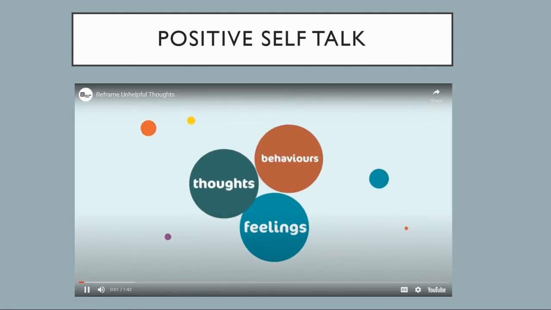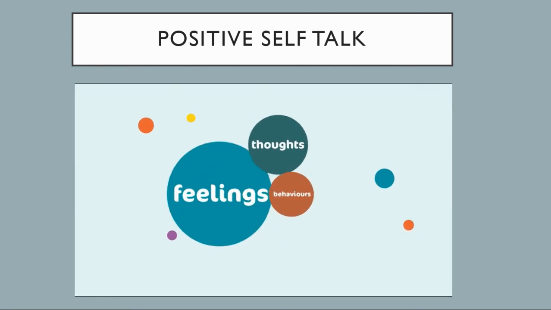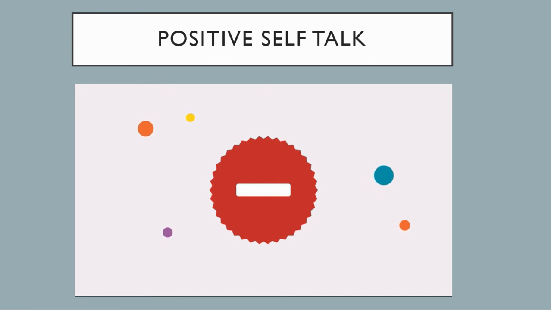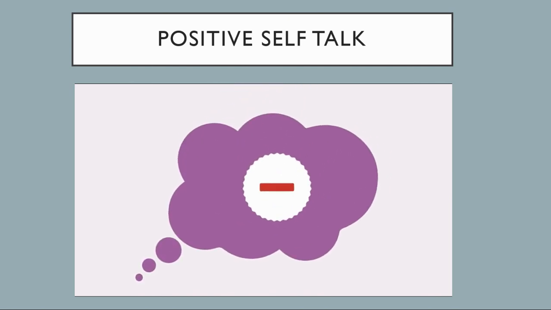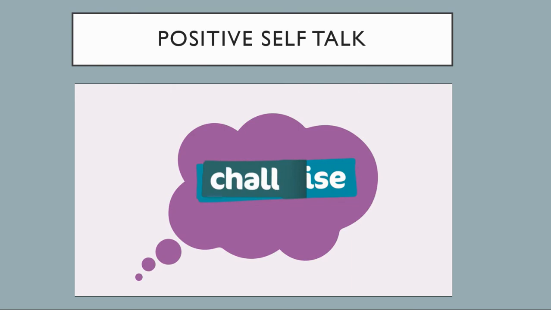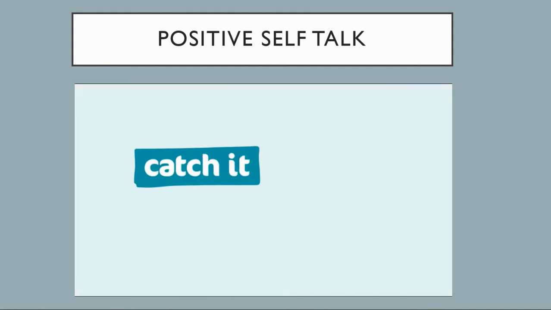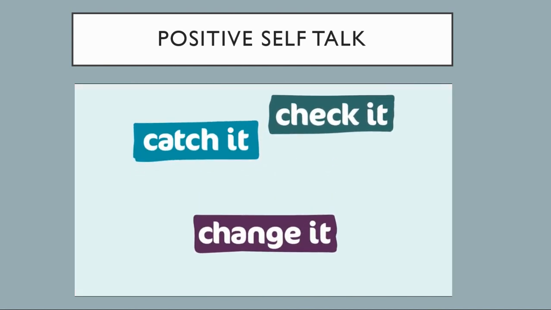Our thoughts, feelings, and behaviours continually affect each other, and it's easy to develop negative patterns where unhelpful thoughts lead to unhelpful feelings and actions. Sometimes this can become a vicious cycle. Many of us don't realise that we can influence this process and that this can improve our mental health. The best way to deal with these unhelpful thoughts is to recognise them, challenge them, and see if you can replace them. Some people call this the catch it, check it, change it approach.